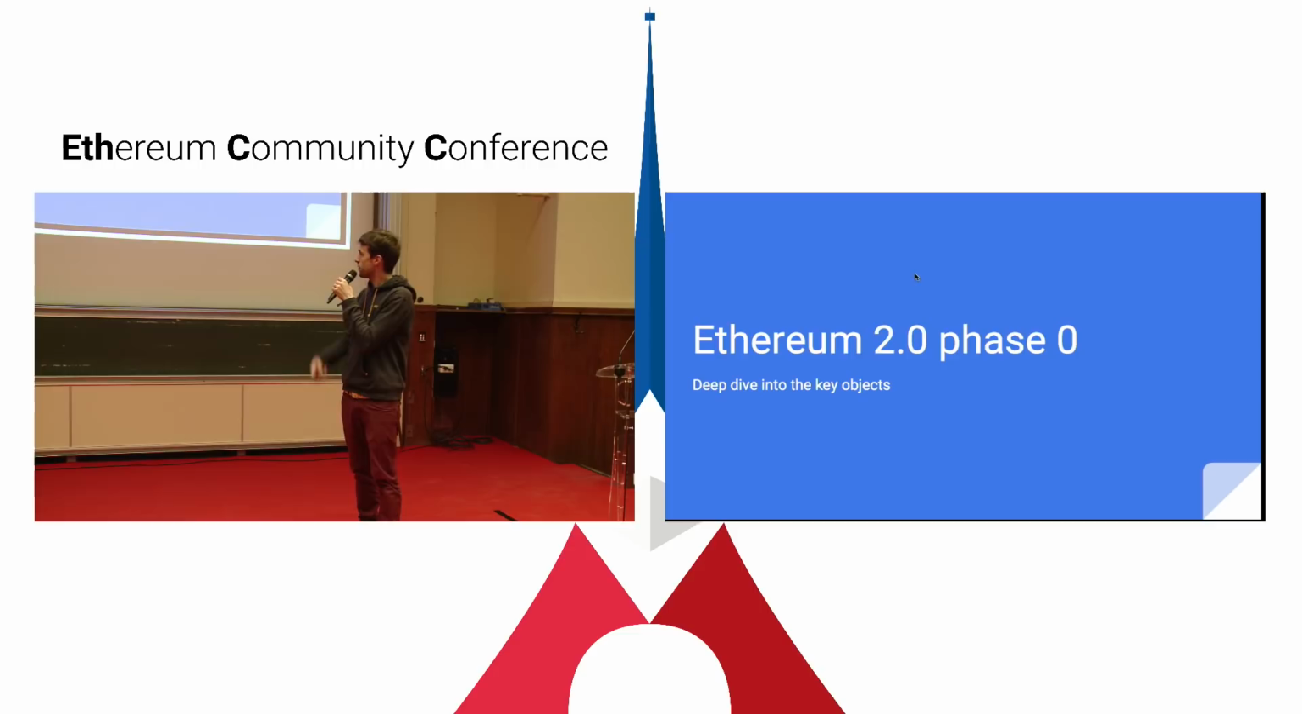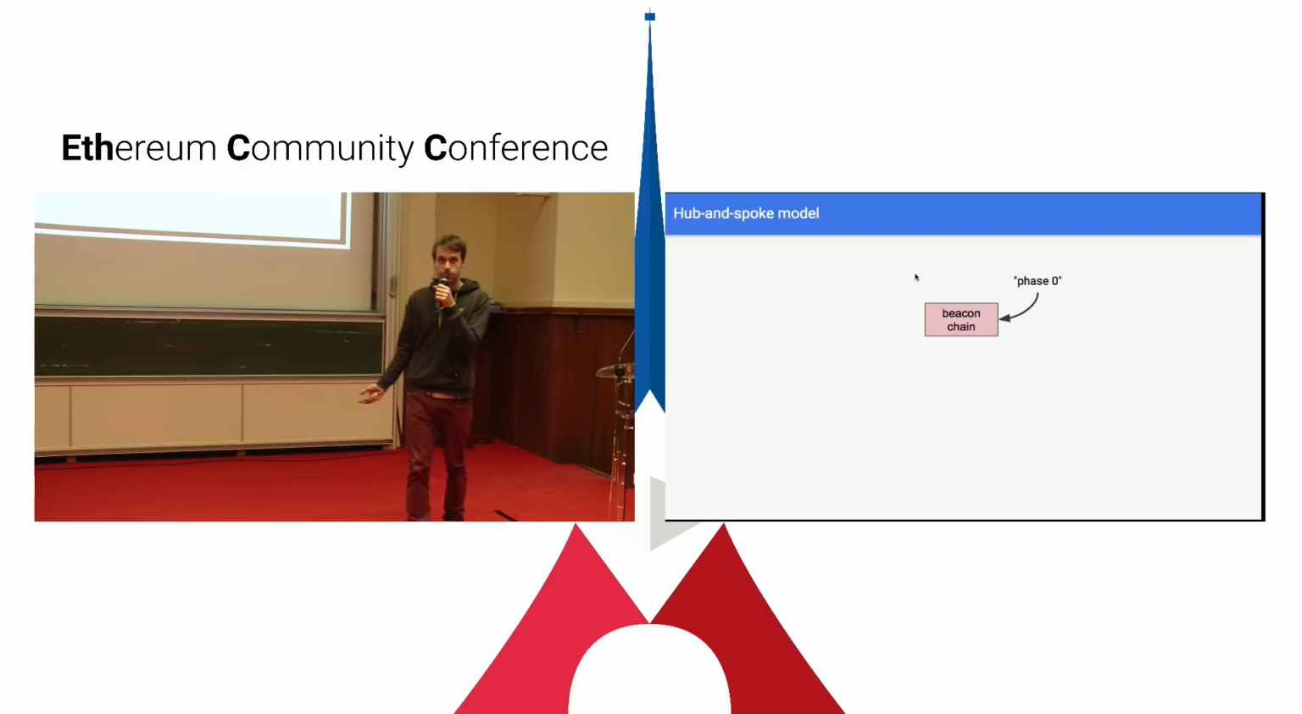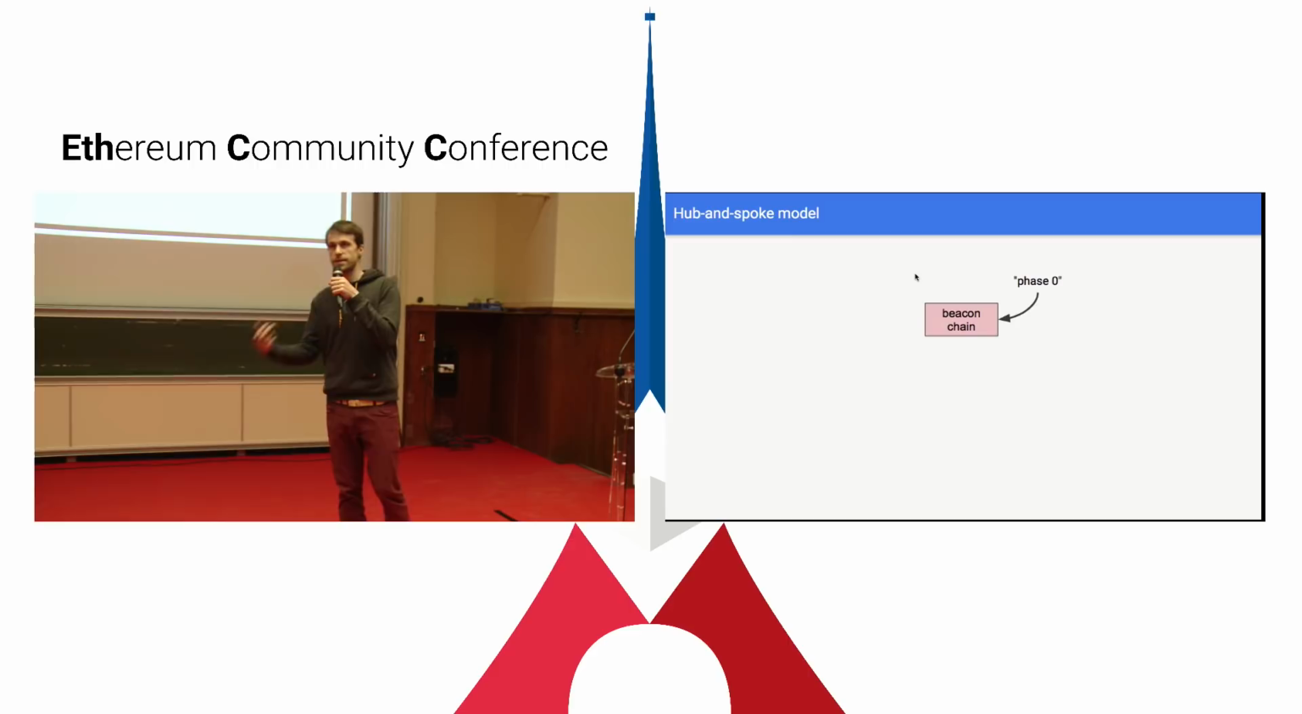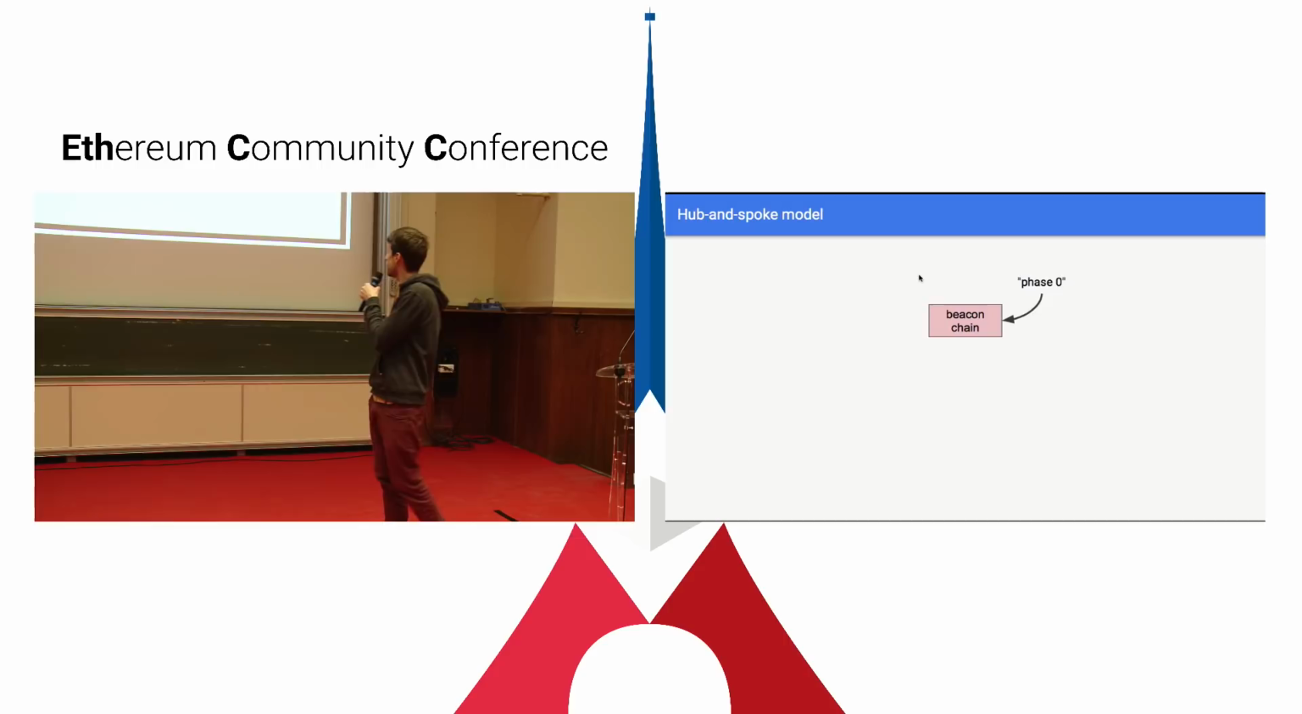So what is phase zero? Phase zero is the beacon chain, this kind of hub in a hub and spoke model. It's the system chain for Ethereum 2.0. It has no user transactions. And you can kind of think of it as a voting machine. So it's a place where we organize the voters that we call validators, and we process the votes, which are called attestations. And we do this in an incentive compatible way with rewards and penalties.